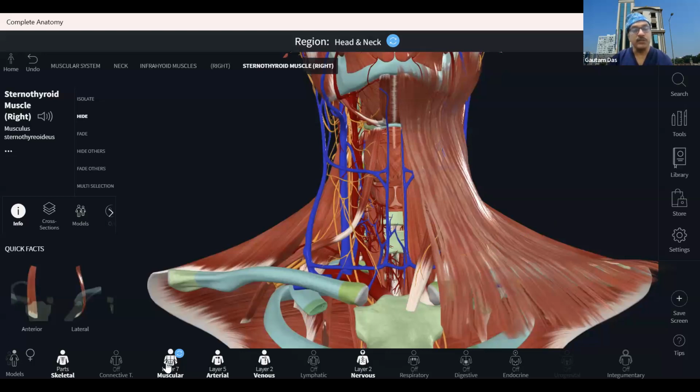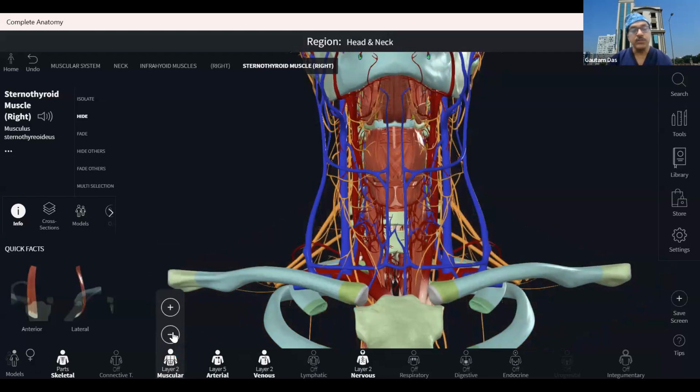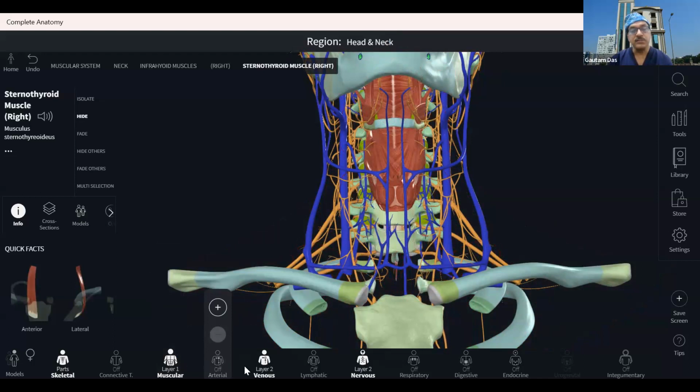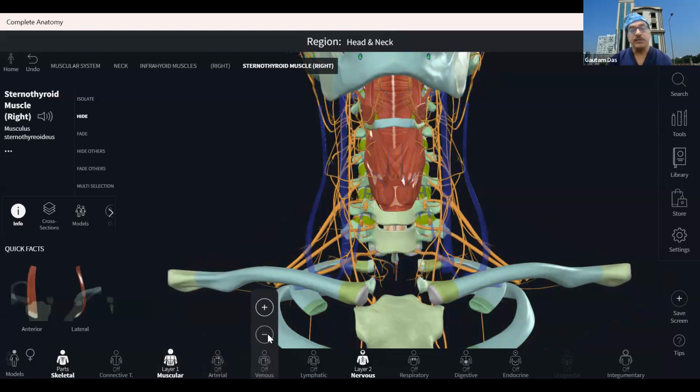Let me do one thing. Let me remove all the layers first, one by one. Let me talk about the bones, and then we'll talk about the other things in detail. I've talked about the muscles. Let me talk about the bone also.